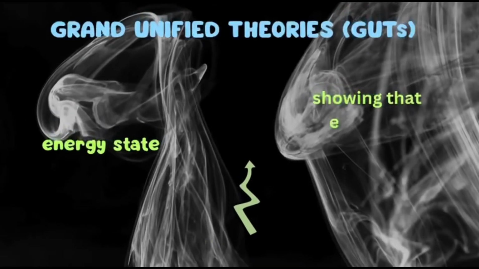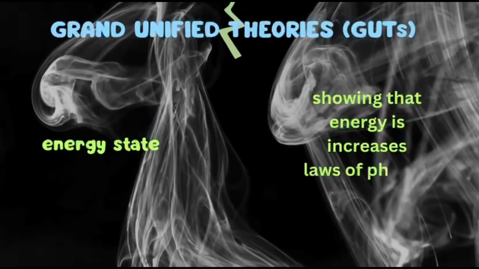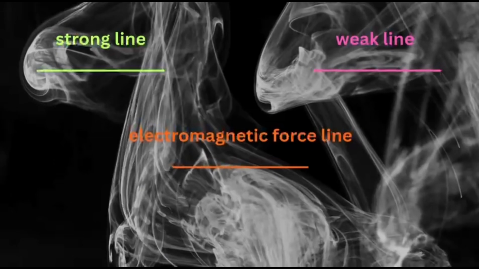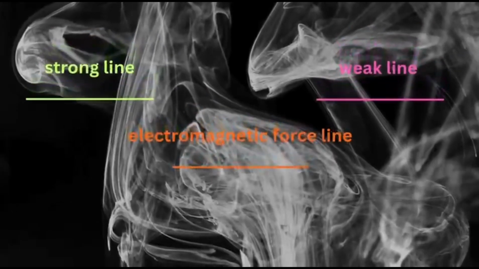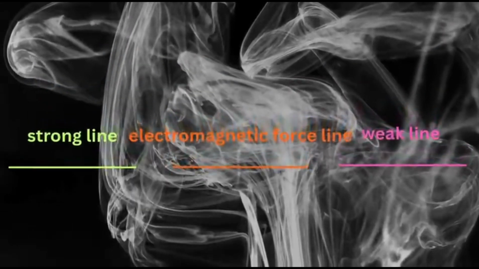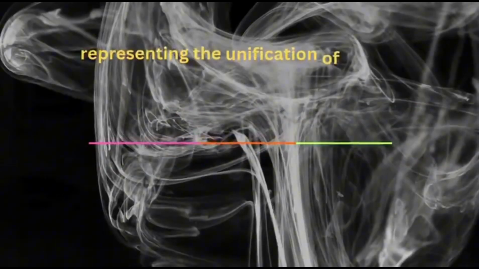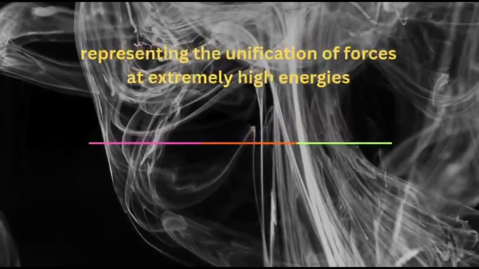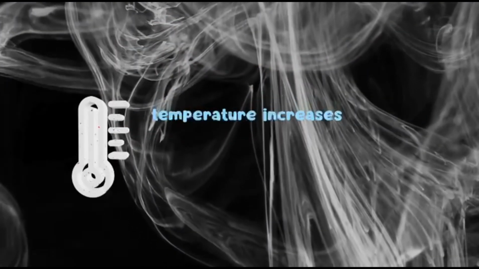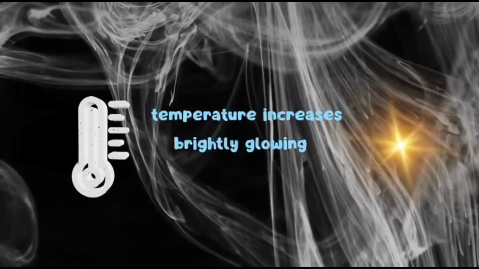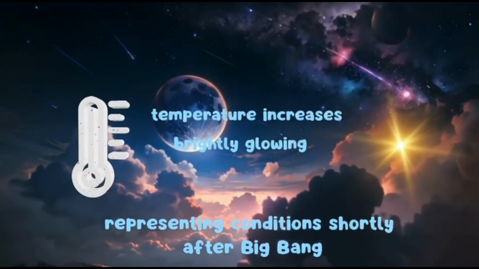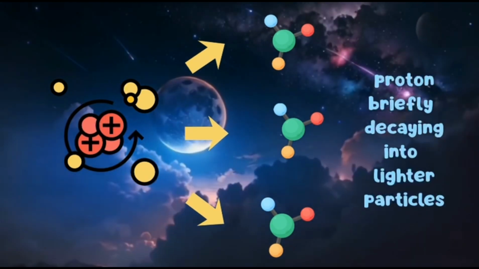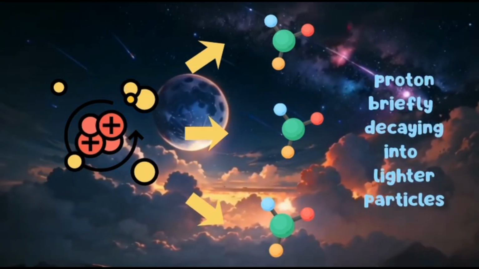In the early universe, when energies were vastly higher, the laws of physics took a simpler, more symmetric form. Grand unified theories propose that the strong, weak, and electromagnetic forces merge into a single force at extremely high energy states. As the universe expanded and cooled, energy levels dropped, symmetries broke, and the forces separated into the distinct interactions we observe today. These theories predict rare remnants of that unified era, including processes such as proton decay.